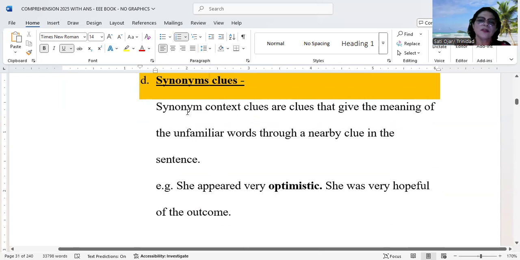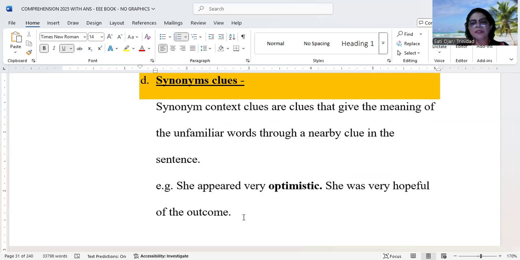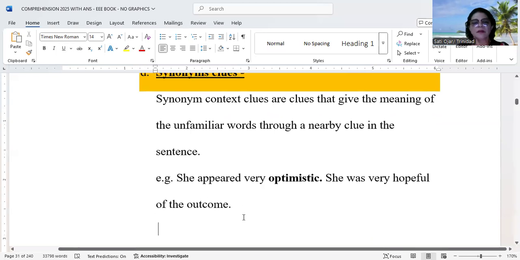Okay, Zain, can you do this one, please? Synonym context clues. Synonym context clues are clues that give the meaning of the unfamiliar words through a nearby clue in the sentence. She appeared very optimistic. She was very hopeful of the outcome. What do you think optimistic means? Hopeful. Right, it means very hopeful.